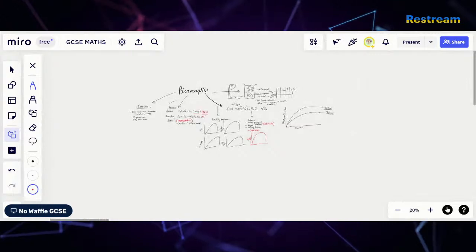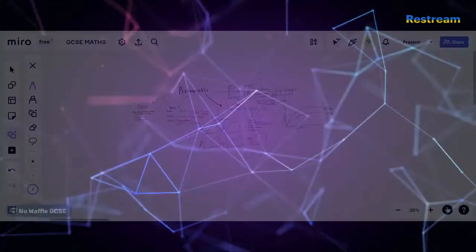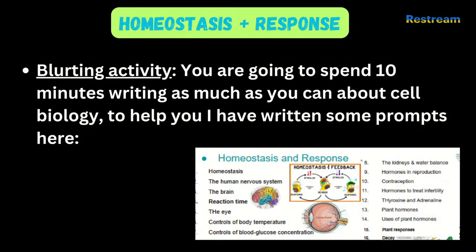This means that we have enough time so we can go over the next topic of homeostasis and response, or at least make a start into that topic. So, I want you to spend up till 5:55 writing as much as you can about homeostasis and response.